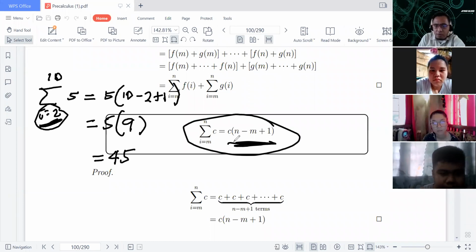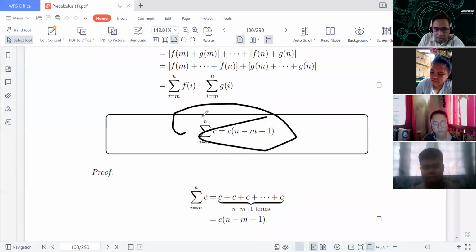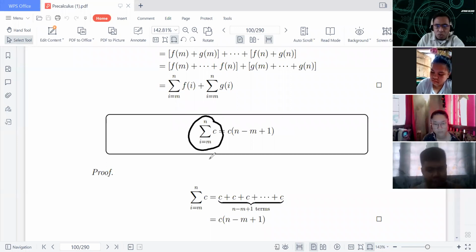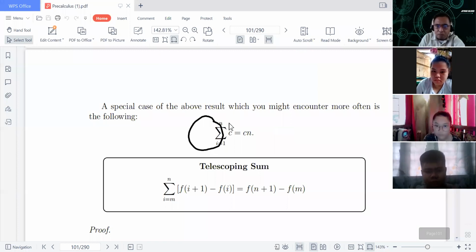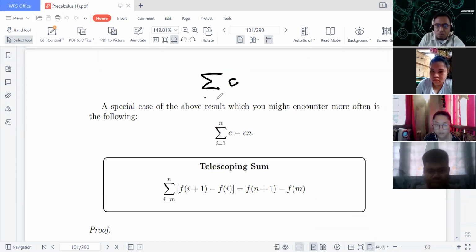Okay, what's the difference between this formula and the next formula? We have another formula here, which is almost the same as this. If you look here at the next one, take a look at this portion. They have the same form. Earlier, the sum was given by summation of C where i ranges from m to n. Right? That is the difference between the two.